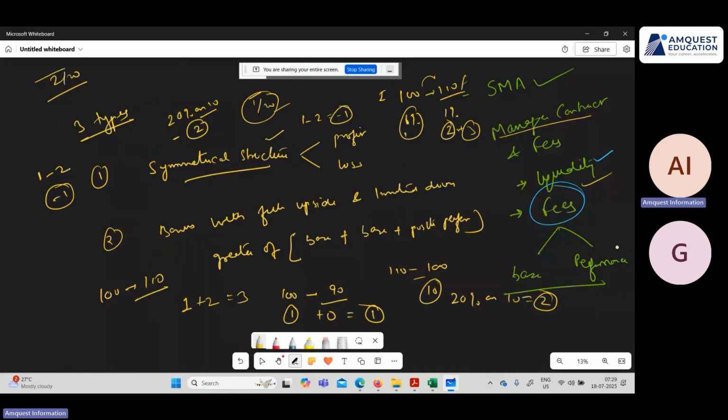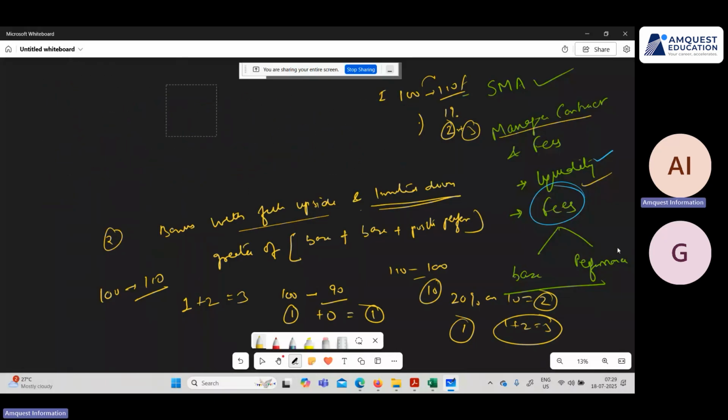In this one, either he gets 1 plus 2 equal to 3, or he gets just 1. He's not going to bear the loss. That's the reason I'm saying this is a bonus with full upside plus limited downside, which means you are not sharing the loss.